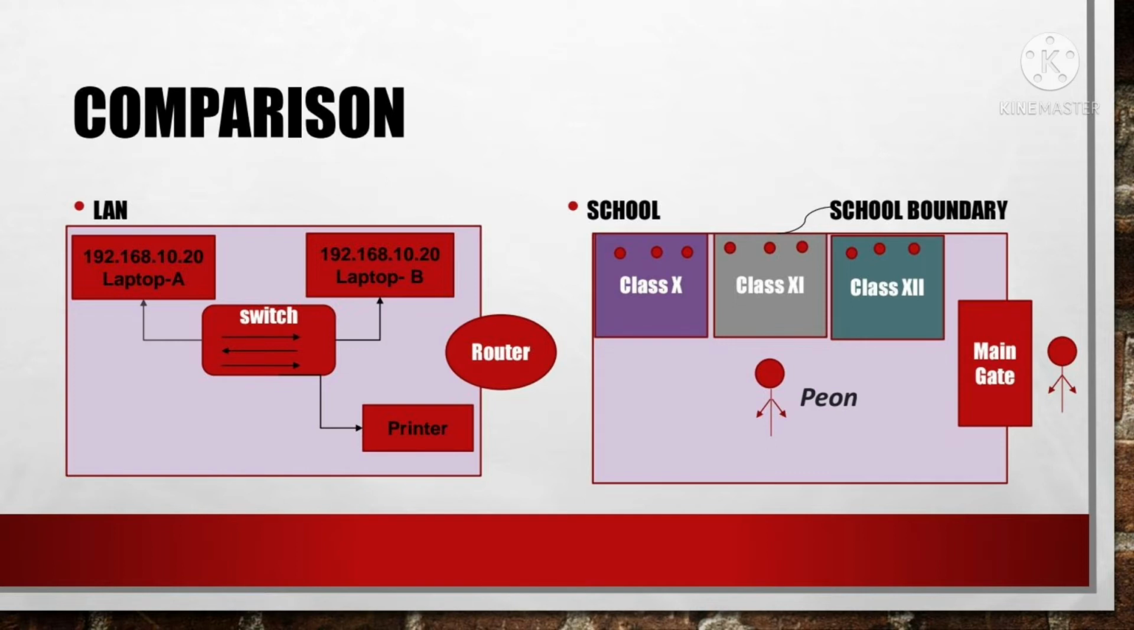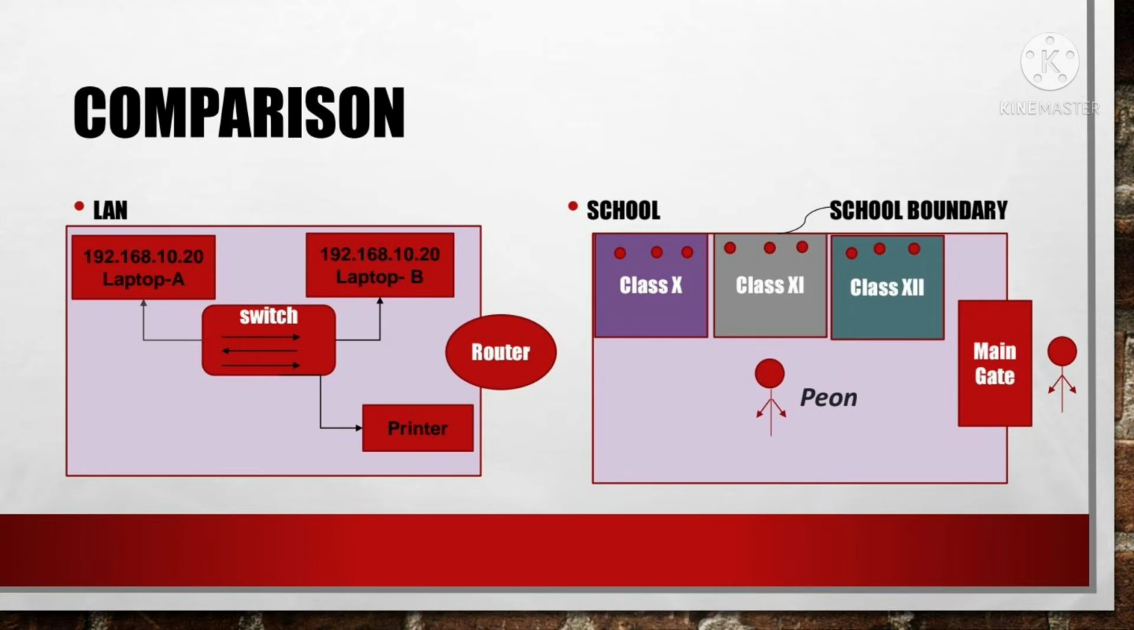Now, let's correlate this to a school. Imagine a class 10 student wants to meet a class 9 student. So here the class 10 student will go first to the peon and take permission and will tell him that I want to talk to this specific student and this is his roll number. And then the peon will pass on the message or allow the student to go and meet the class 9th student. So a peon can be correlated to a network switch.